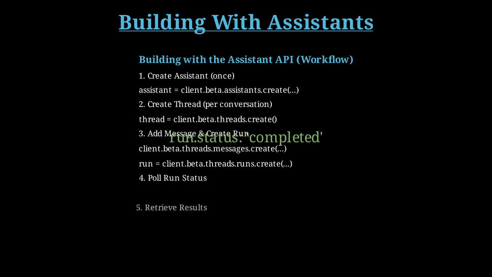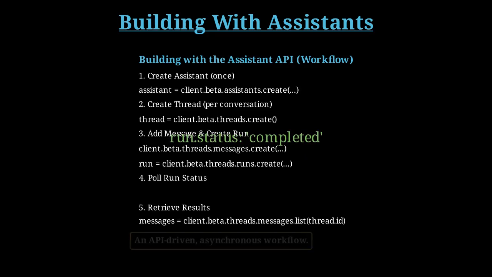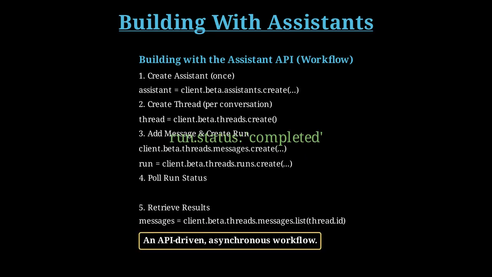You then have to poll the status of the run. The run status will move from queued to in progress, and eventually to completed or requires action if it needs to execute a custom tool. Once complete, you can retrieve the new messages added by the assistant from the thread and display them to the user.